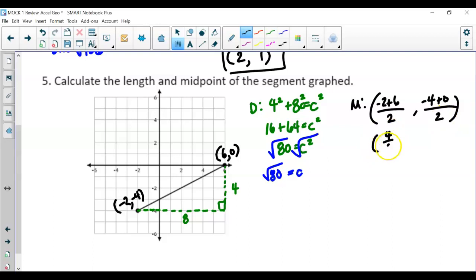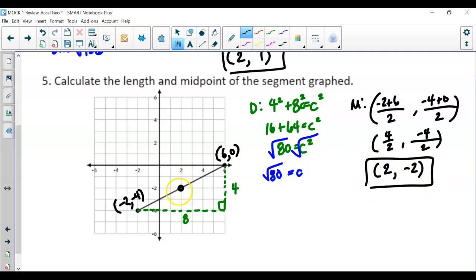So again here, that's how you got 4/2, which is 2, and -4/2, which is -2. So that is your midpoint, which makes sense. If I were to plot that, 2, -2 is right here, showing that midway point.